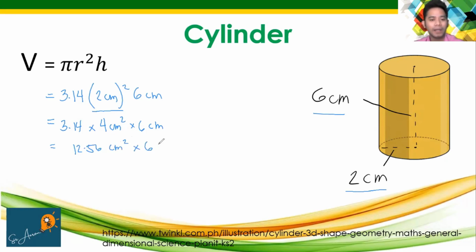Then, imumultiply natin sa 6 centimeters. Ang magiging sagot doon ay 75.36 cubic centimeters. So the volume of this cylinder is 75.36 cubic centimeters.